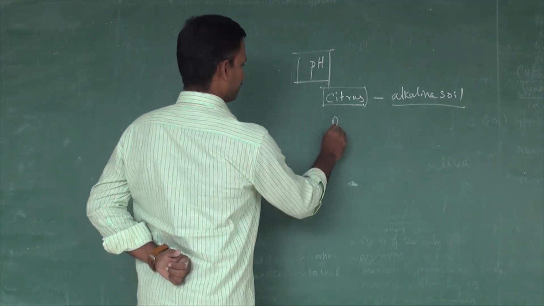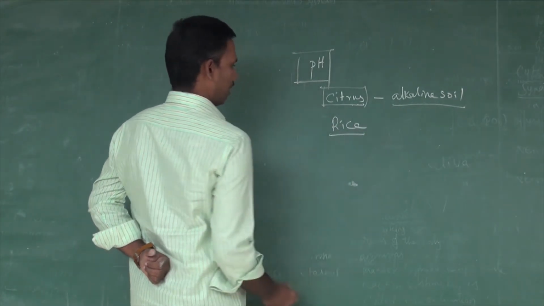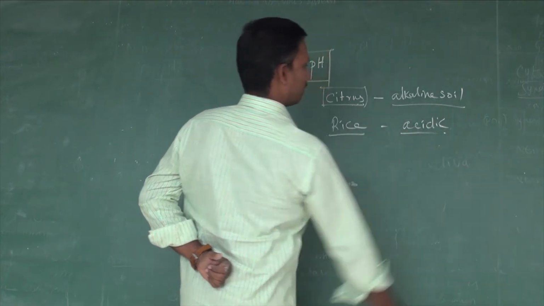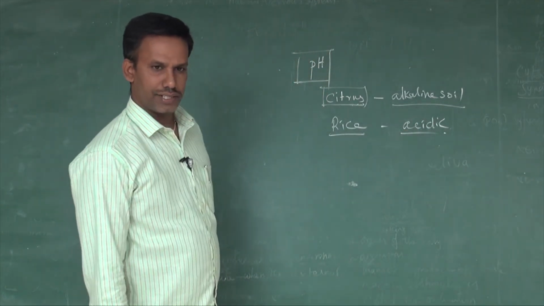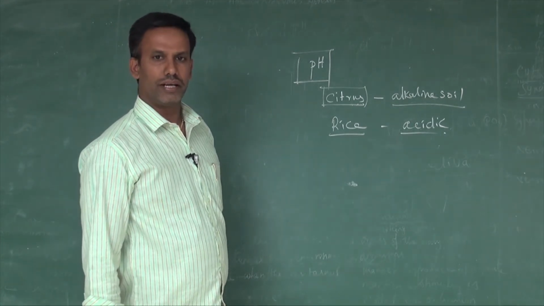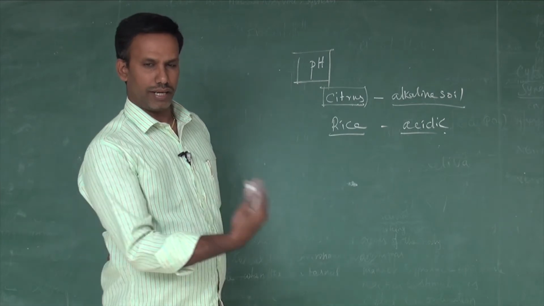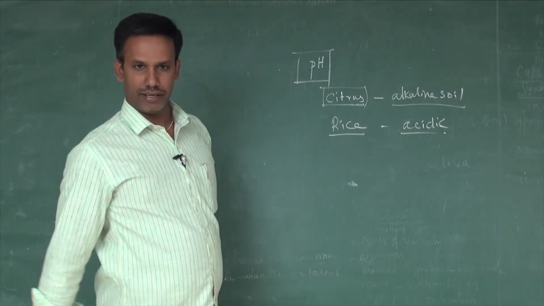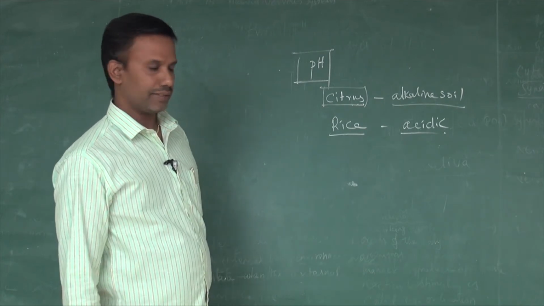Likewise, rice. Rice needs an acidic soil. If your soil nature is acidic, then the rice will come out. More yield will be there. If it is alkaline soil, there will not be any yield. That is a waste of planting there.